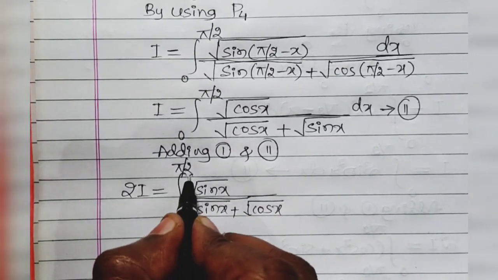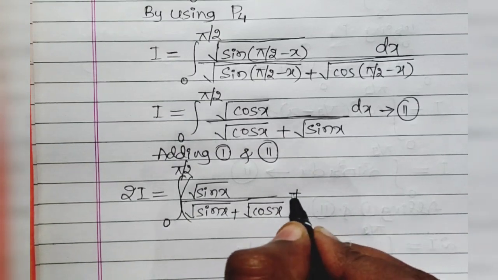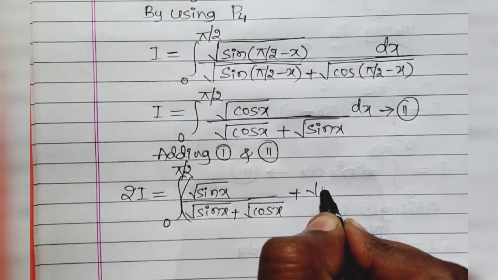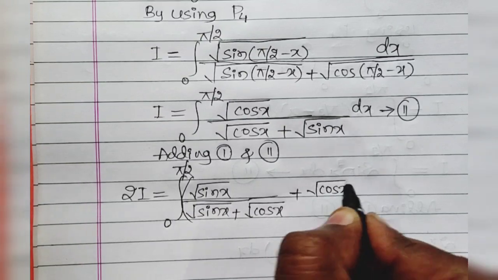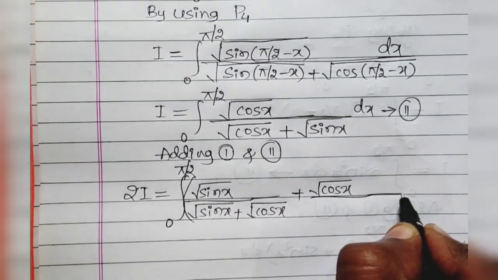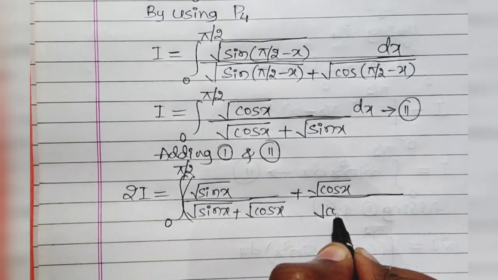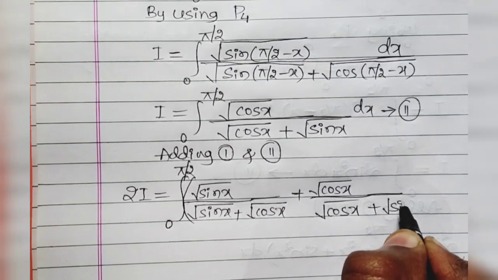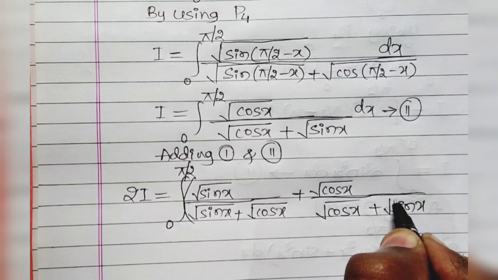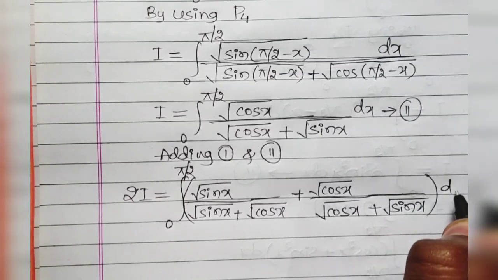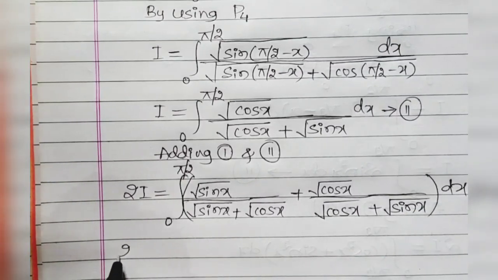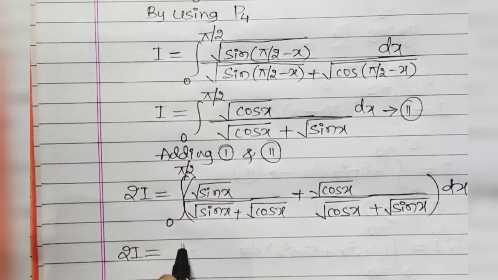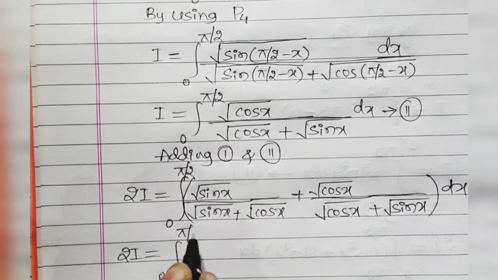plus, so here I'll put the main bracket, plus, now write the integrand of the second integral, cos x: root cos x divided by root cos x plus root sin x, dx. So now 2I is equal to the integral from 0 to pi by 2.